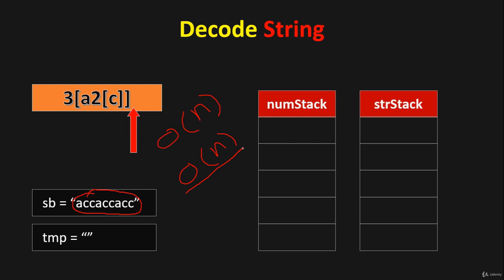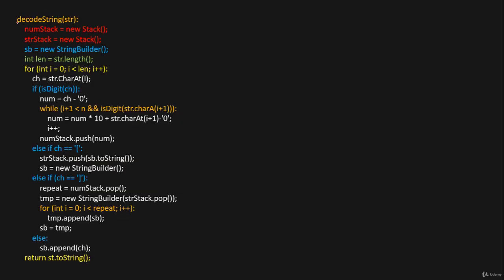Now let's see the pseudocode. This is our pseudocode to solve this problem. We have this function decodeString. It takes the string. Then we are creating two stacks, num stack and str stack. Then we are creating a variable string builder. Then we're calculating the length of our given string. Then we're running a loop for i from 0 to length minus 1.